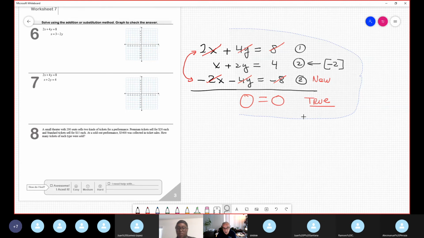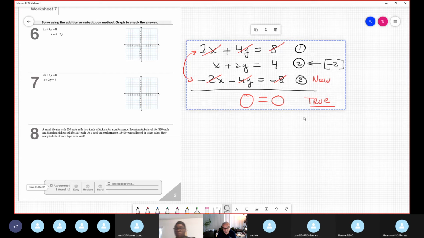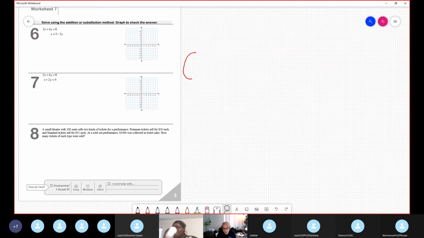Another way to see the problem, look at that. Okay, another way to see the problem is, look. Suppose you take the first equation. Yeah, I want to do the graph, but it's not necessary. I want to prove why. Suppose you isolate the y.